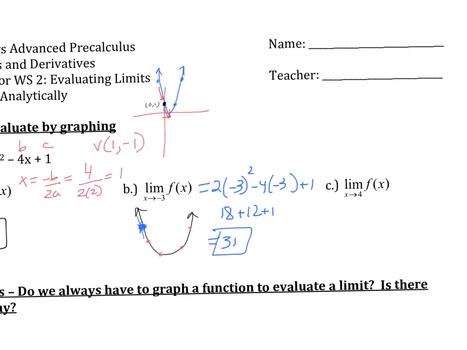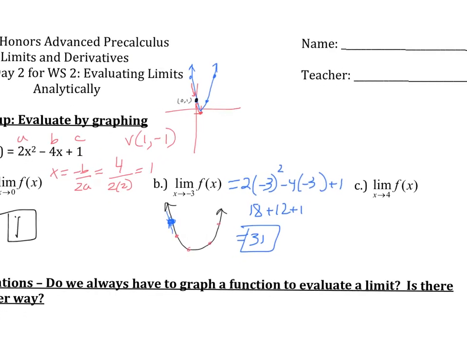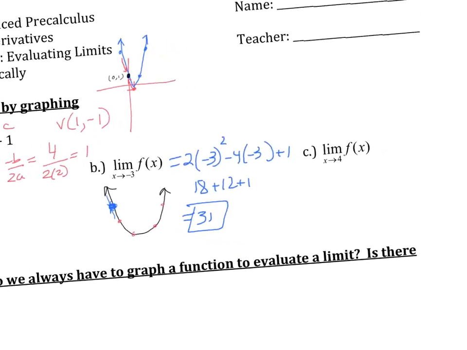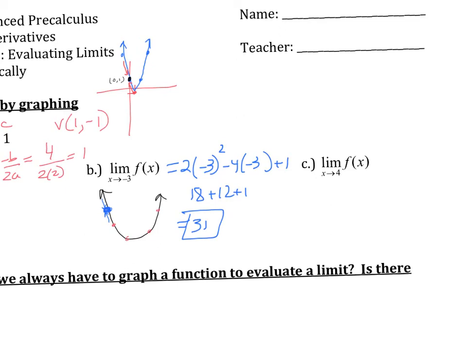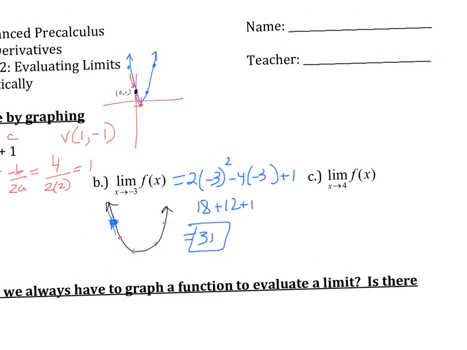The same technique would be very helpful for part C, where we're asked to find the limit as x approaches 4. So now, rather than trying to mess around with my graph, I can simply plug in 4 for my x value. So I'll have 2 times 4 squared minus 4 times 4 plus 1. And the end result gives me 17.